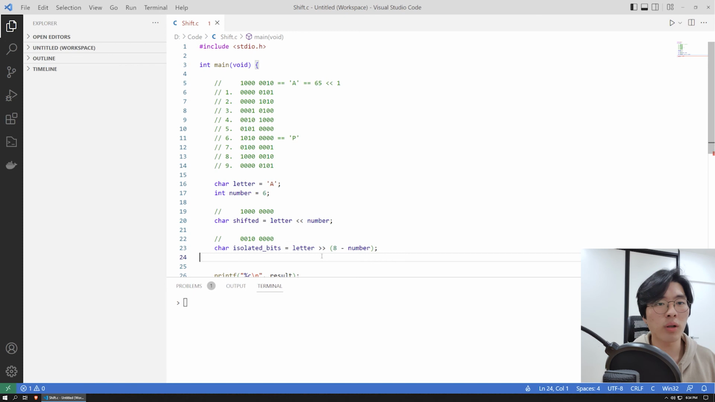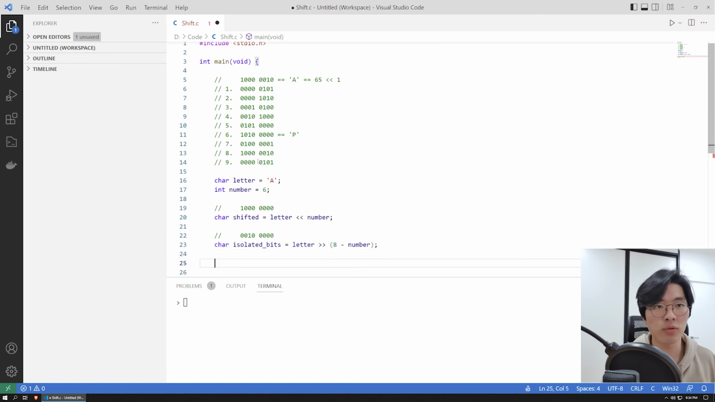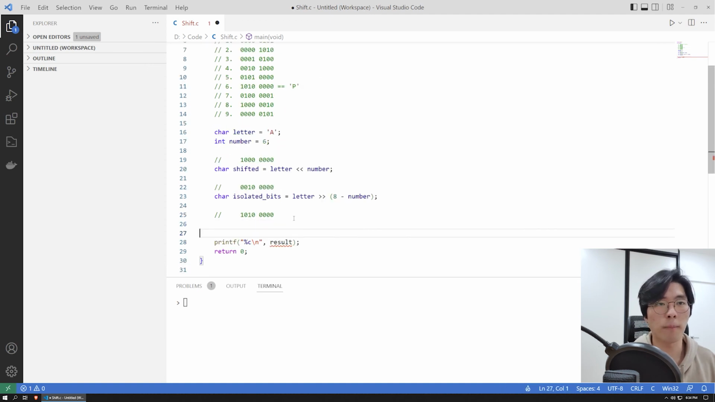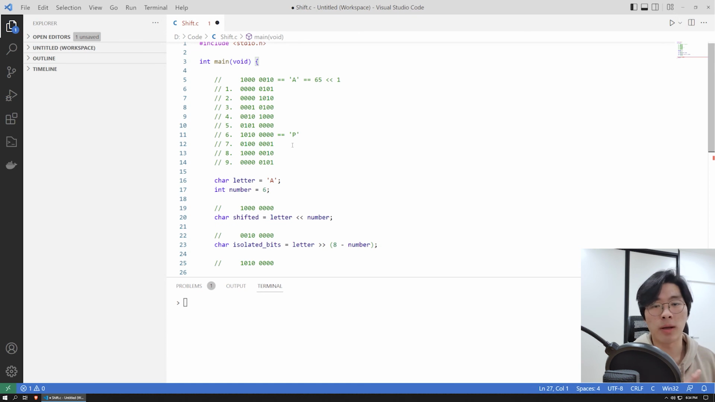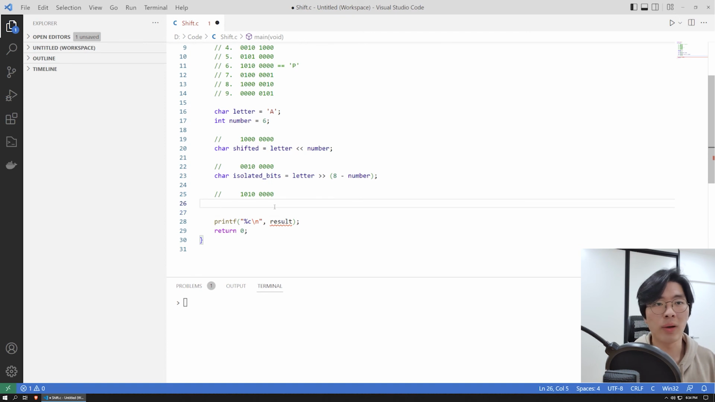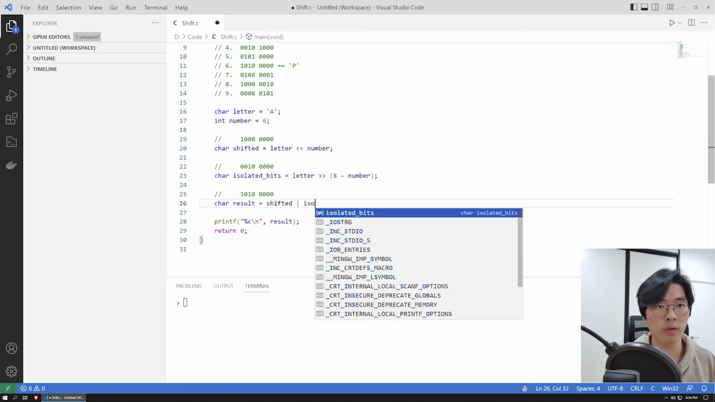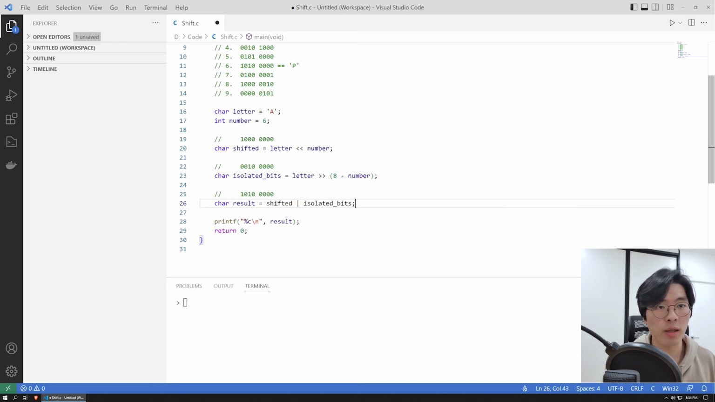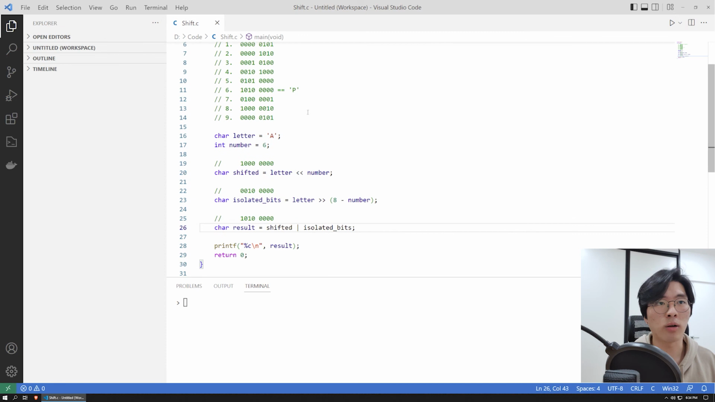But there is just one last step where we have to combine these two in order to get the final outcome of this bit that would represent the capital letter A cyclic left shifted 6 times. So the way that you combine anything in bitwise operation is just simply by using the OR operator. So if we just OR shifted and isolated bits together, hopefully the outcome should give us the capital letter P.